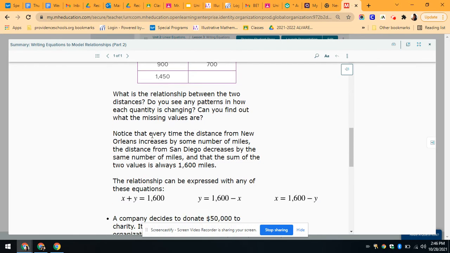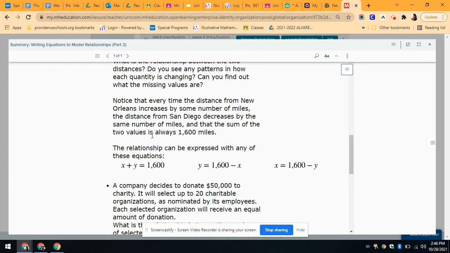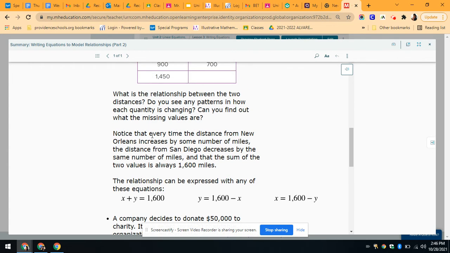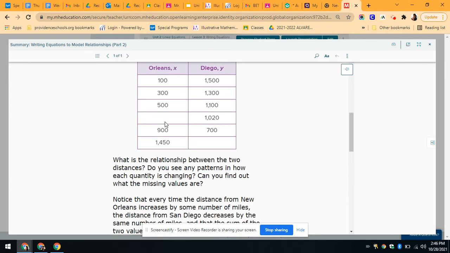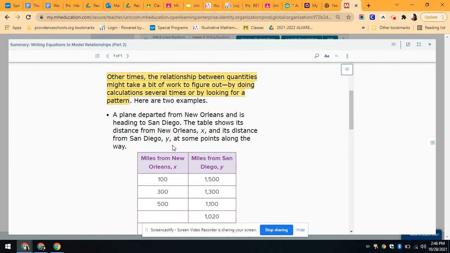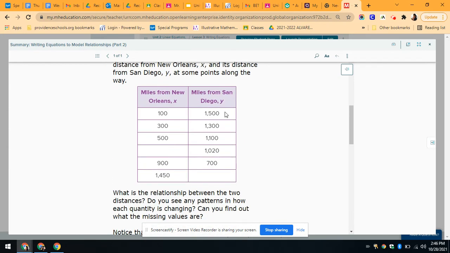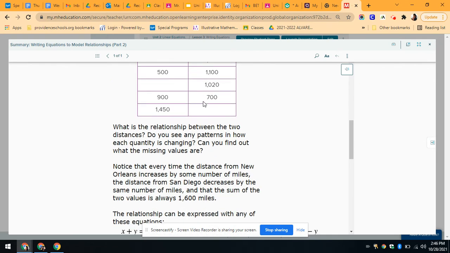Okay. So what is the relationship between the two distances? Do you see any patterns? Can you figure out the missing values? I'm guessing that's 7. And then here, if it's 1,400, which is still less than this, I would guess that maybe we're 100 miles away from San Diego, whatever the difference is between 1,500 and 1,400. So I might want to put 100 right there.